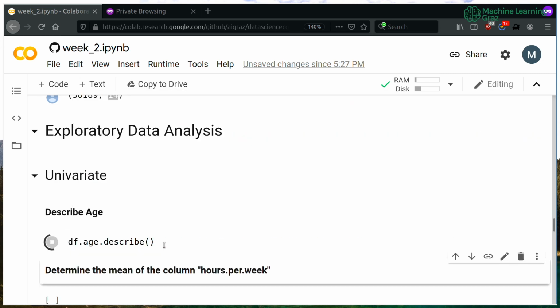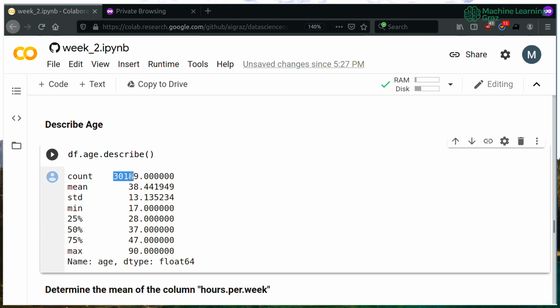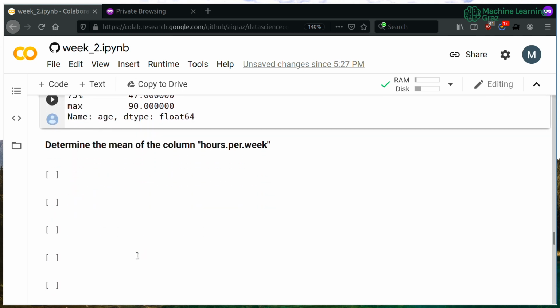And if I run this, you will see all general statistics about this column. So we can see here there are 30,000 values. We have the mean, the average of 38. So the average person in our data set is 38. We have a standard deviation of 13. We have a minimum of 17 and a maximum of 90. So there's other ways to do this.